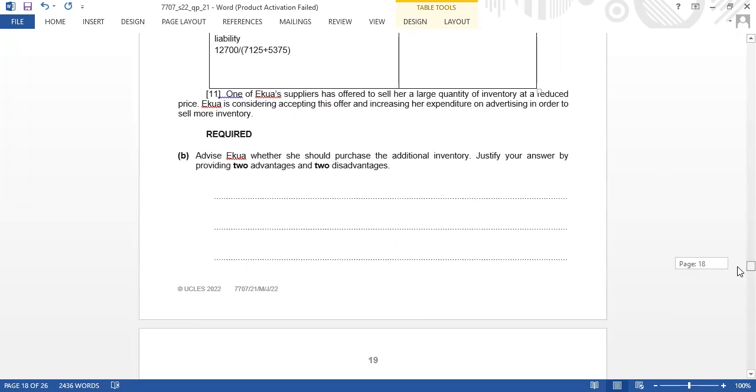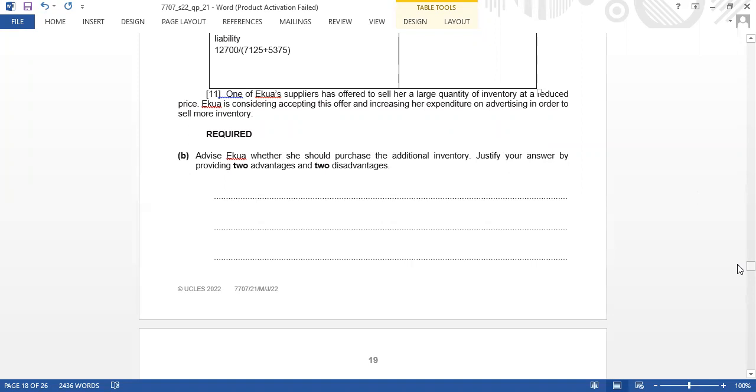Now moving towards part B. One of Iqua's suppliers has offered to sell her a large quantity of inventory at a reduced price. Iqua is considering accepting this offer and increasing her expenditure on advertising in order to sell more inventory. Advise Iqua whether she should purchase the additional inventory. Justify your answer by providing 2 advantages and 2 disadvantages. It is 5 marks: 2 marks for 2 advantages, 2 marks for 2 disadvantages, and 1 mark for recommendation.